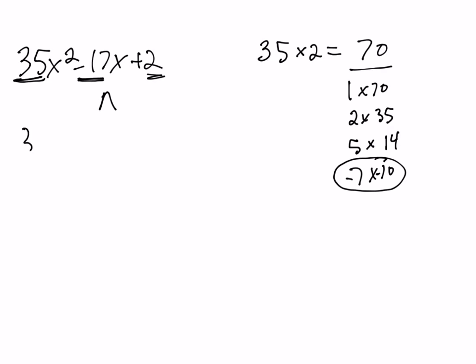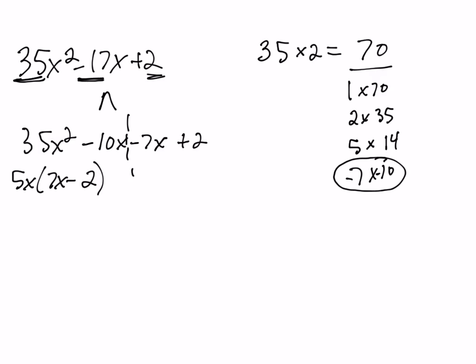So splitting this up, 35x squared. Now it doesn't matter whether I write negative 7x or negative 10x first. I'll just do negative 10x minus 7x plus 2. Separate this down the middle. On the left-hand side, I can factor out a 5x. I'm left with 7x minus 2. On the right-hand side, now let's say I don't see that anything factors. I'll just factor out a 1, and I'm left with negative 7x plus 2.